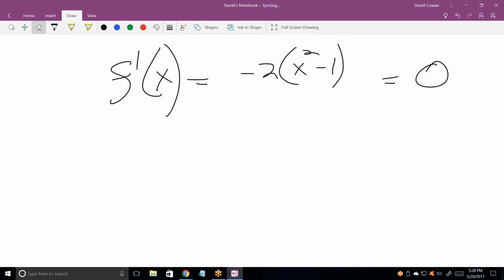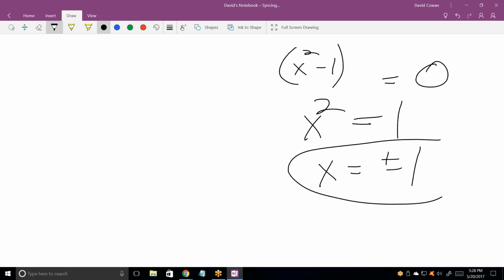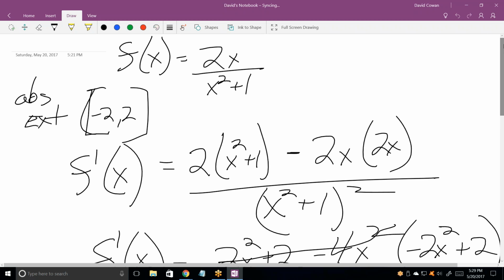Of course, I can divide both sides by minus 2, leaving that. So now I have x squared equals 1, x equals what? Plus or minus root 1. That's the two places where the tangent line would be horizontal on this function. So we're going to evaluate the original function at both of these, and we're also going to evaluate it at the endpoints. And that's going to tell us the absolute extrema and the relative extrema.